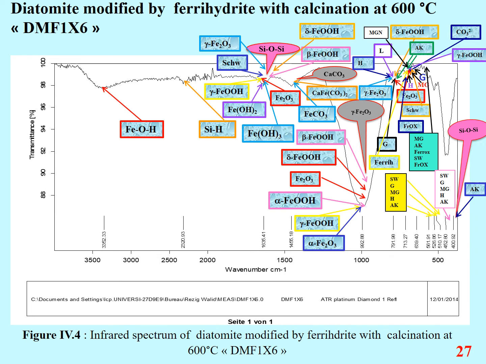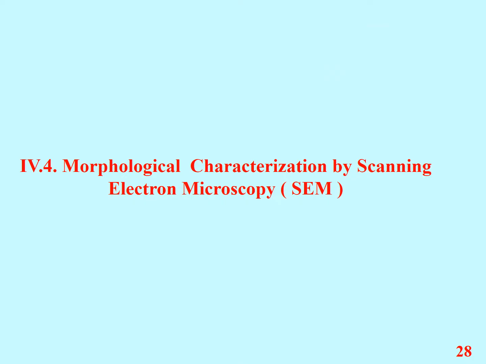The absorption bands of many iron phases appear: maghemite, schwertmannite, lepidocrocite, iron hydroxide, akaganeite, hematite, goethite, and ferrihydrite, and the absorption band Si-O from the siloxane group.